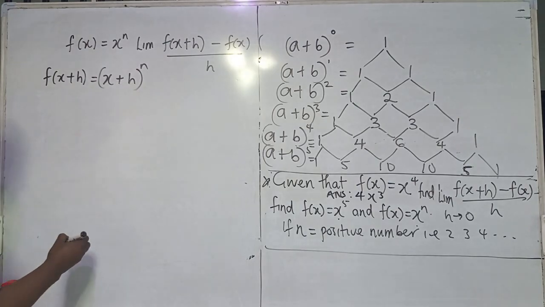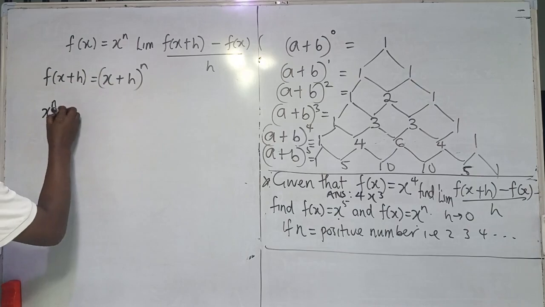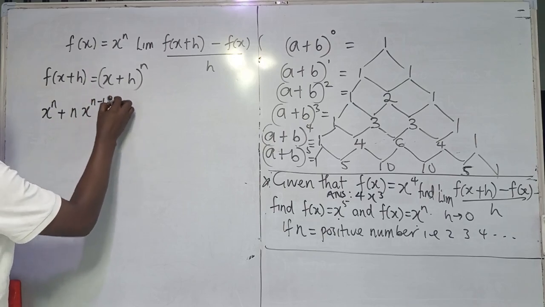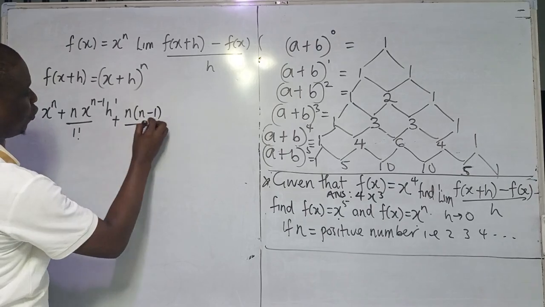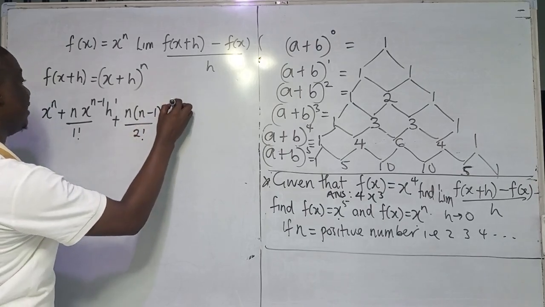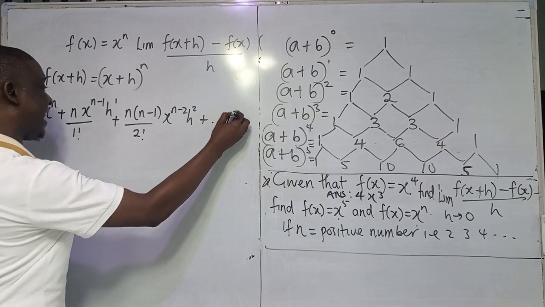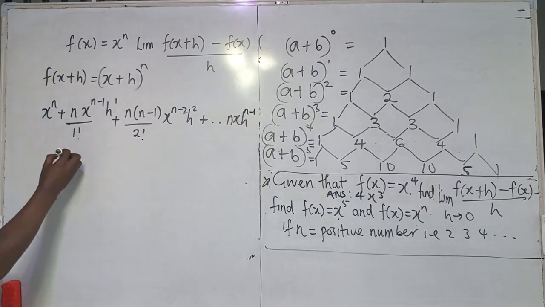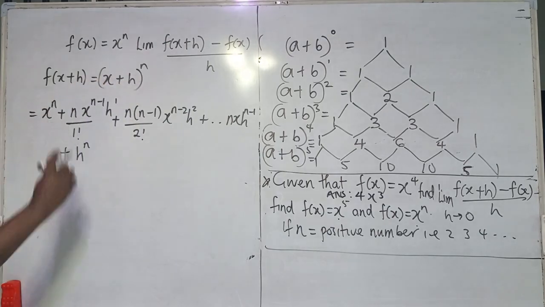So if n is a positive number, we can use binomial expansion by saying x to the power n plus n x to the power n minus 1 h to the power 1 all over 1 factorial, plus n into bracket n minus 1 over 2 factorial (go and watch my video, please) x to the power n minus 2 h squared, plus that. This is the expansion of this.